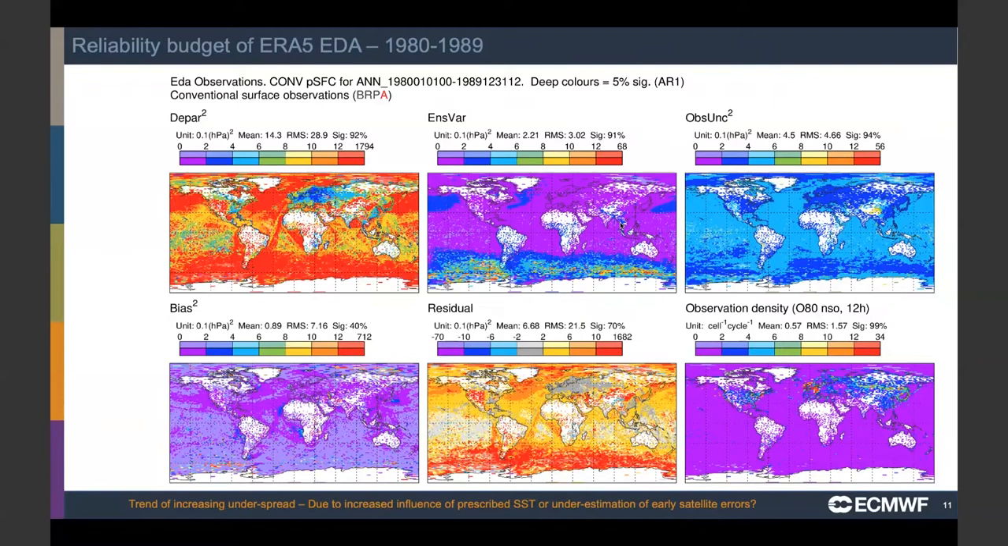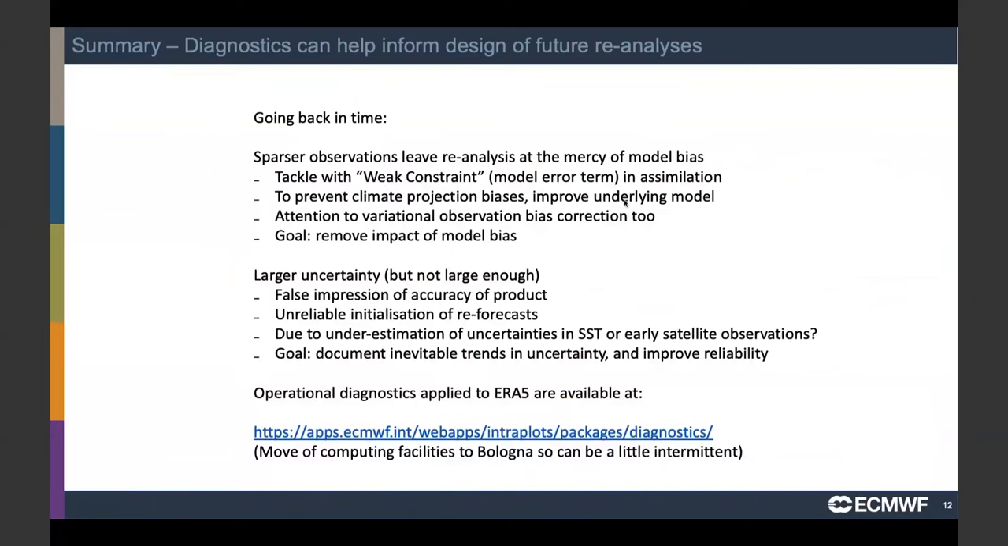So the questions are, what is this due to? Is it due to over-prescribed SSTs as you go back, or underestimation of early satellite errors? These things I don't know much about. Obviously, Bill and other people look at that a lot more than me. But I think it's useful to look at these diagnostics for the reanalysis so it can inform future reanalyses. I've mentioned that sparser observations going back leave the reanalysis at the mercy of model bias. So tackling that with the weak constraint data assimilation scheme would be very useful in the next reanalysis.